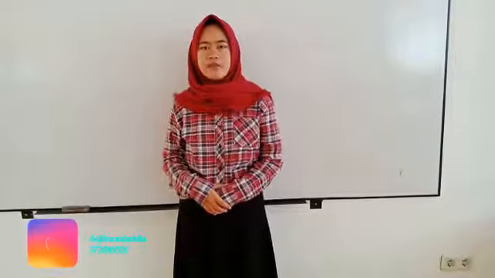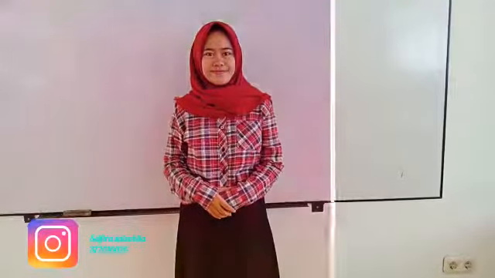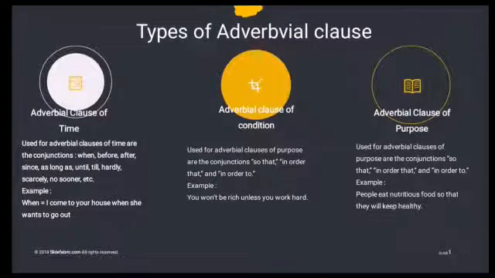I want to explain about types of adverbial clause. For the first is adverbial clause of time. This type of adverbial clause modifies the actions in the main clause by indicating when it happens or by situating its occurrence in relation to another event or activity. The words used for adverbial clause of time are when, before, after, since, and others. For example: I come to your house when she wants to go out. The word when in the sentence is an adverbial clause of time.